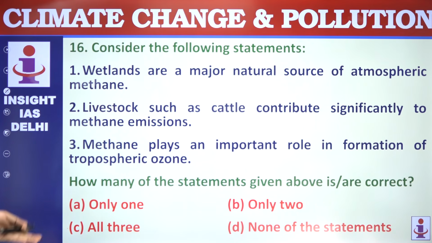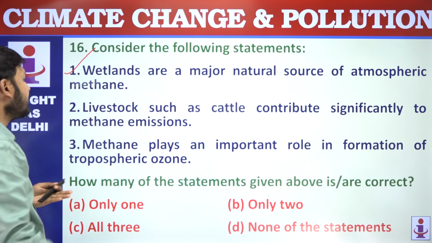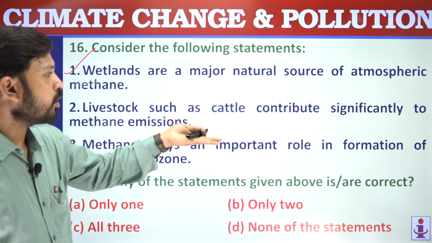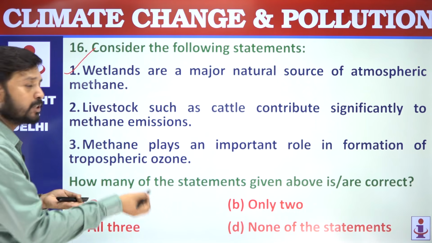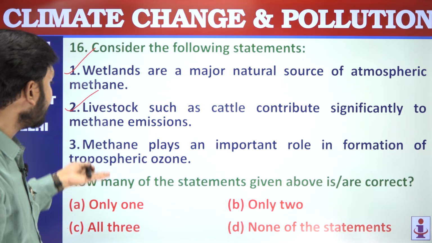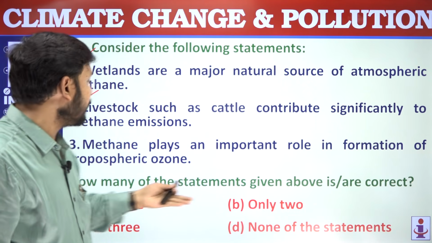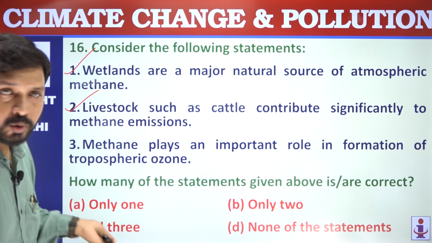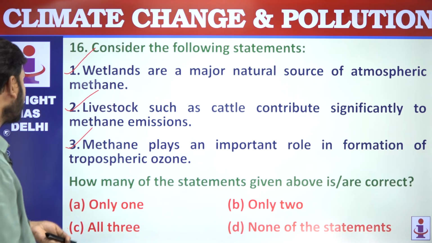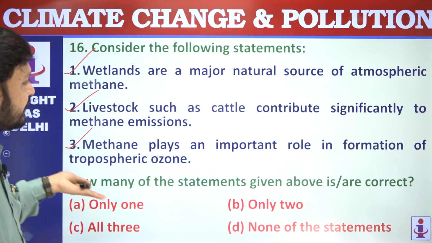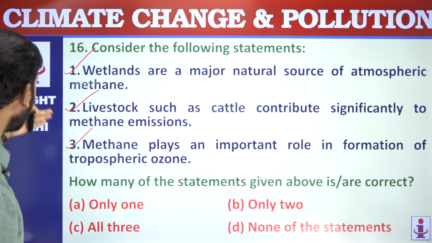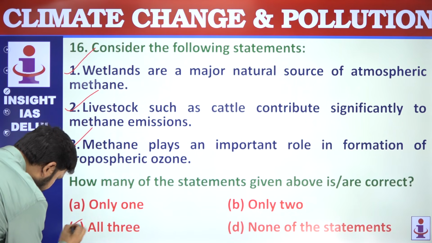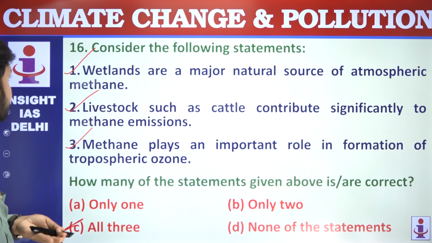Consider the following statements. Wetlands are the major natural sources of atmospheric methane. Yes, this is the right statement. Livestock such as cattle contribute significantly to methane emission. We have seen this also, right statement. Methane plays an important role in formation of tropospheric ozone. Yes, this is also a right statement. All three are right and they are asking for the correct ones, so all three are there in option C. Let's go to the next question.